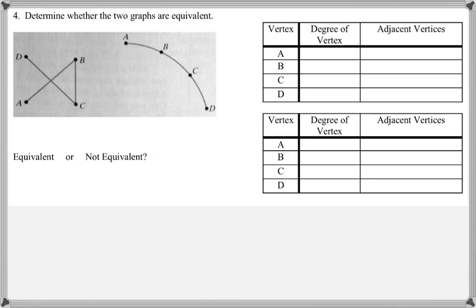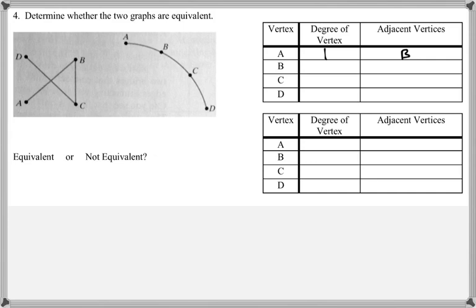Vertex A has a degree of 1, and it's directly connected to B. So I want to make a note that there is no vertex at the intersection of these two lines. So A goes directly to B. A cannot go like this to D.